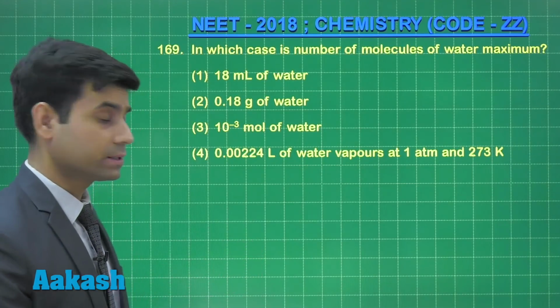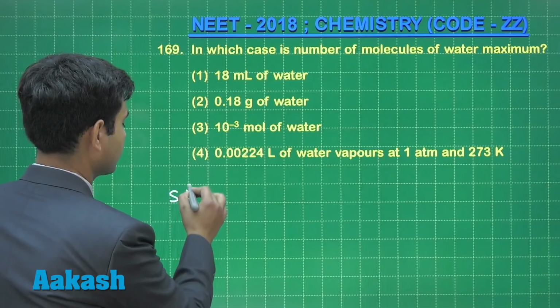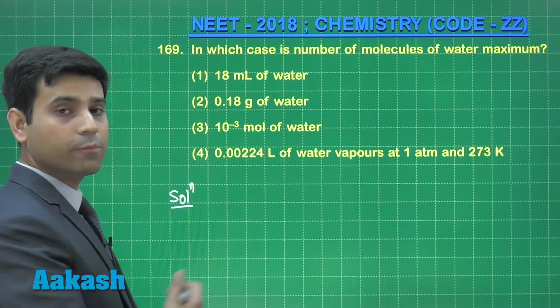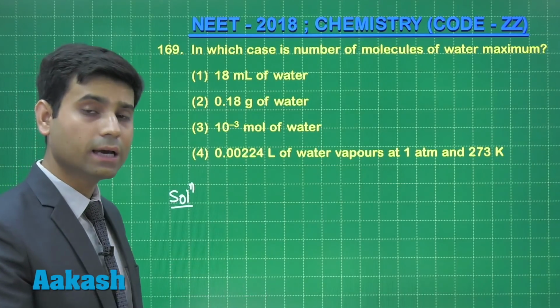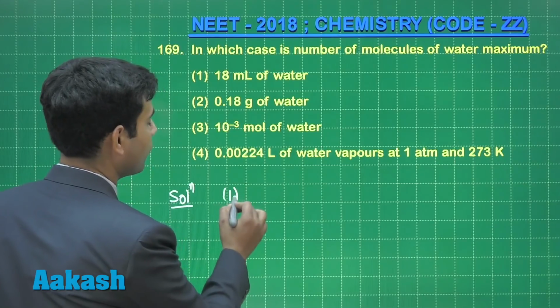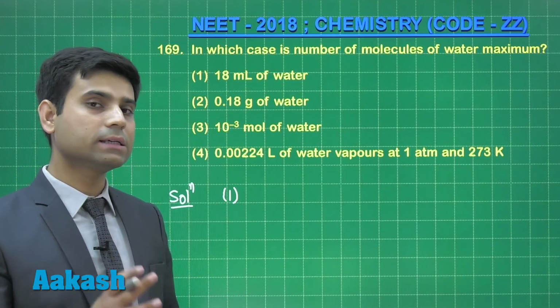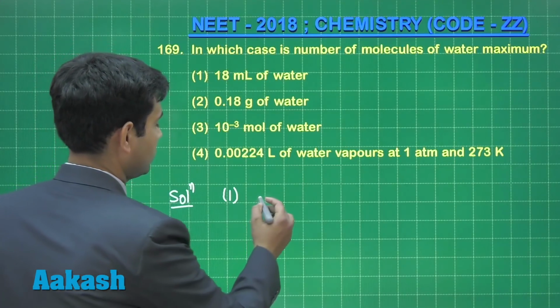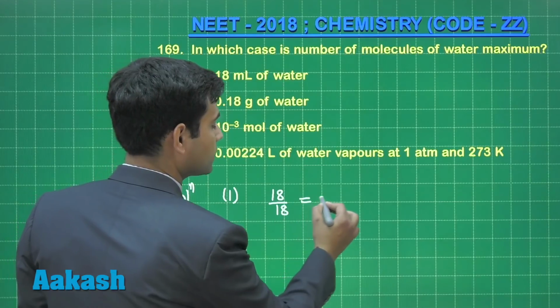Now let's solve this question. Let us calculate the number of moles. With the help of the number of moles, we can easily identify which will have the higher number of molecules. In the first case, 18 ml of water means we have 18 gram of water because density is 1. So 18 gram water divided by molar mass 18 is equal to 1 mole.